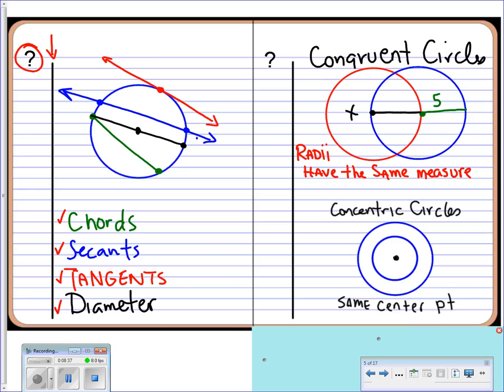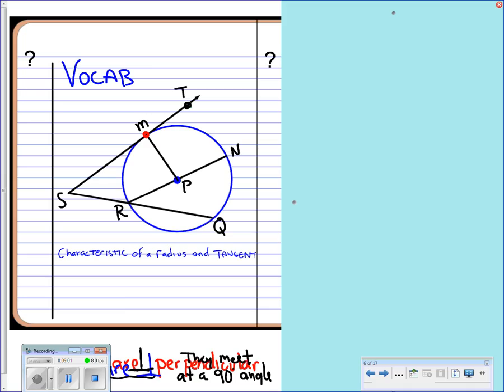Now, I want you to put me on pause, pull out your vocabulary words, find a blank rectangle on your vocabulary words. Any one of them will work. And I want you to write in concentric circles, same center point, and draw this circle so that you have it for a vocabulary word. Go ahead and put me on pause and do that. All right, you might need to put me on pause while you draw that figure in.